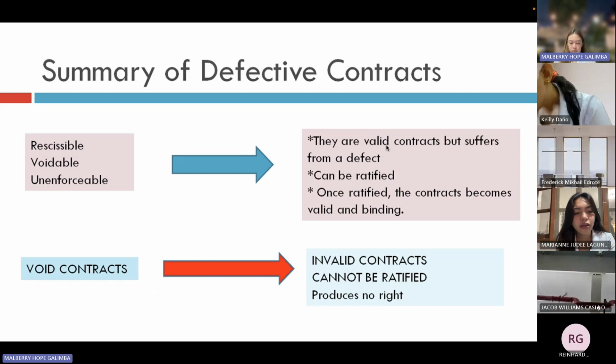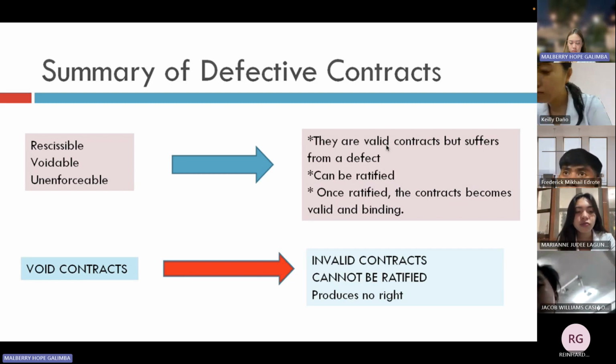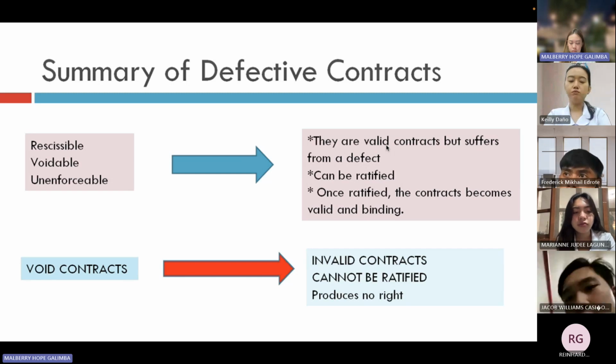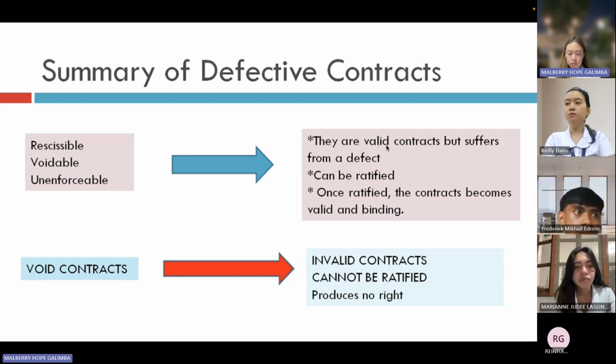Summary of defective contracts: rescissible, voidable, and unenforceable. These are valid contracts but suffer from a defect. They can be ratified. Once ratified, the contract becomes valid and binding. Void contracts are invalid contracts; they cannot be ratified, produce no right, produce no legal effect, and have no obligatory force.